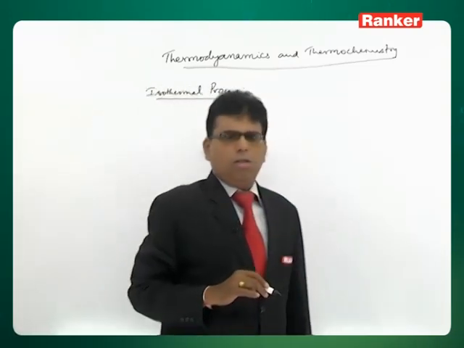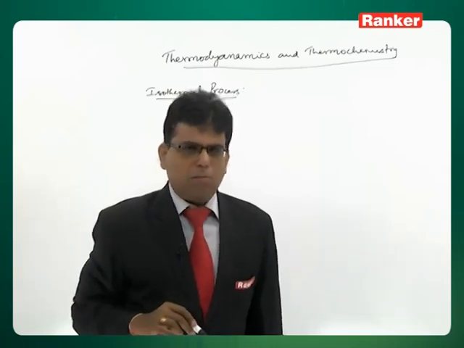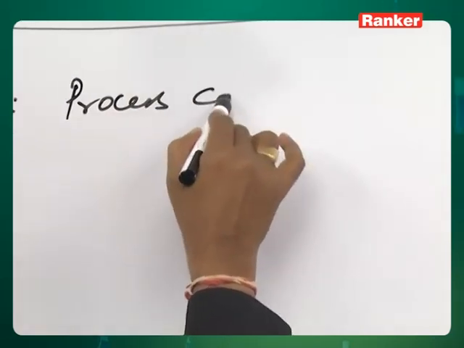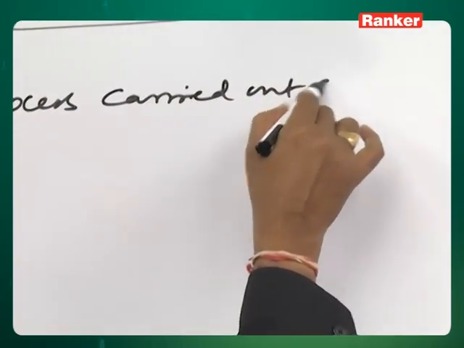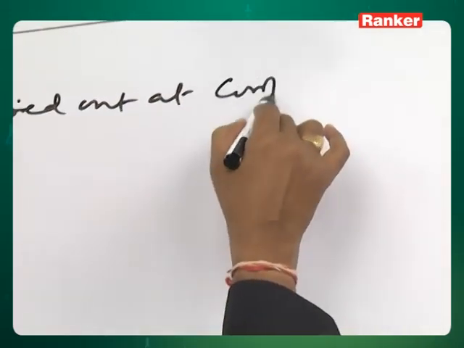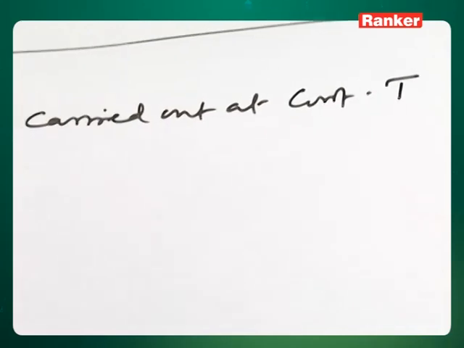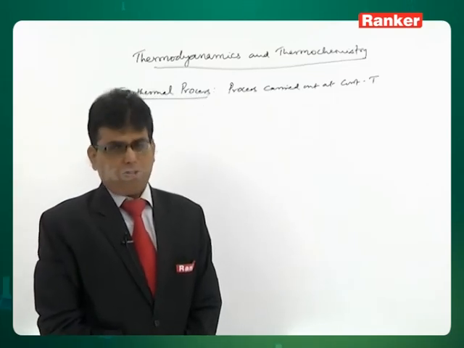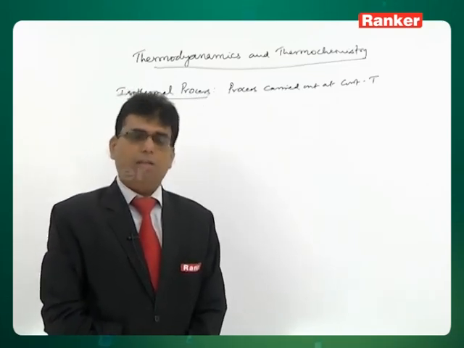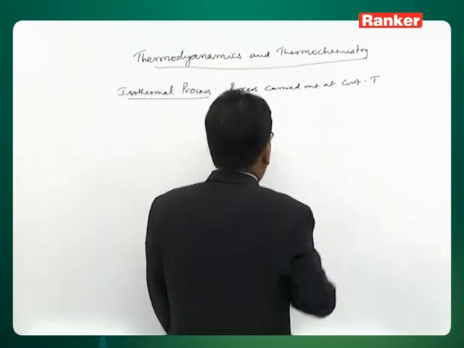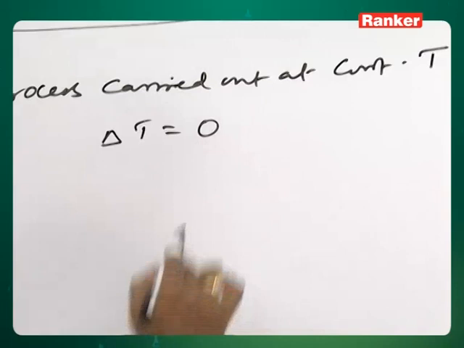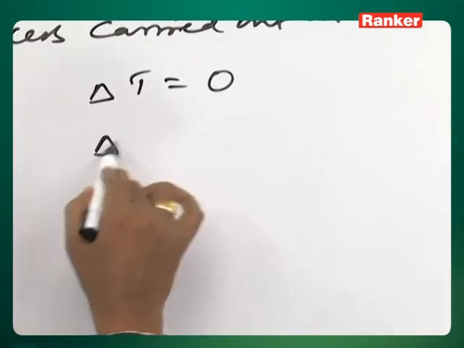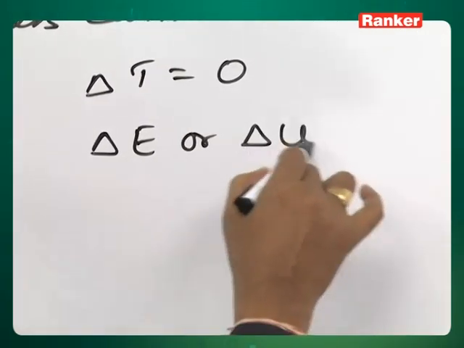Isothermal process. A thermodynamical process is said to be isothermal if the process is carried out at constant temperature. Isothermal means same temperature, that is, at constant temperature, that means delta T is equal to 0. And whenever a process is carried out at constant temperature, the change in internal energy of the system, delta E or delta U, is also 0.